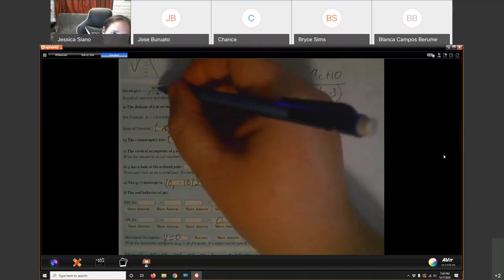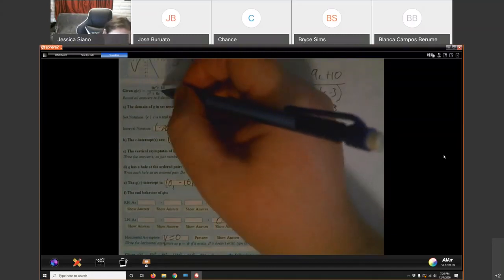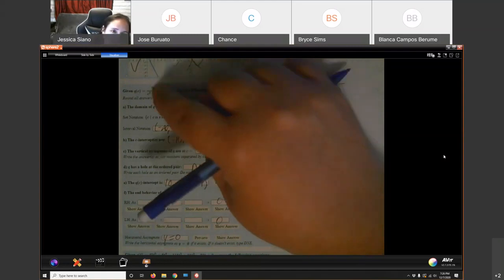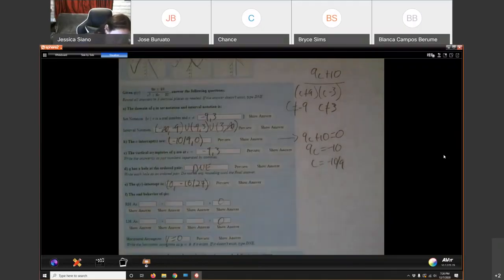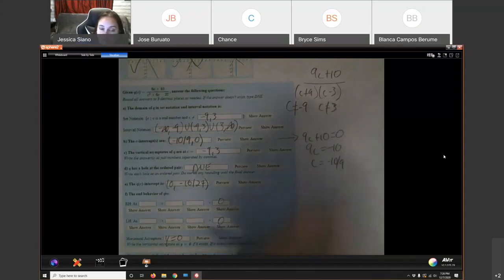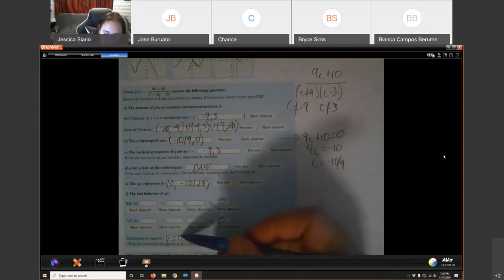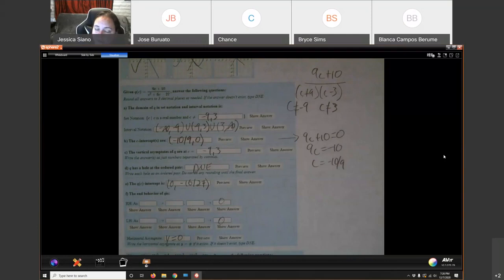Now, hypothetically, let's just say this had been a c squared. Just pretend that for a second. Well, then I would use leading coefficients. So I would do 9 over 1. I would say y equals 9 is my horizontal asymptote. And then both of these would be a 9. So whatever this asymptote is, both of these should be that same value.